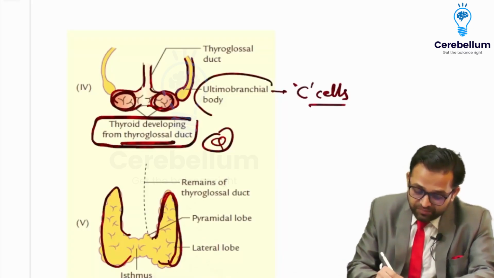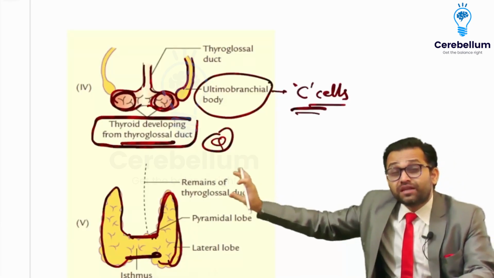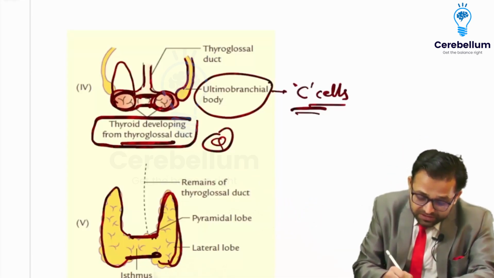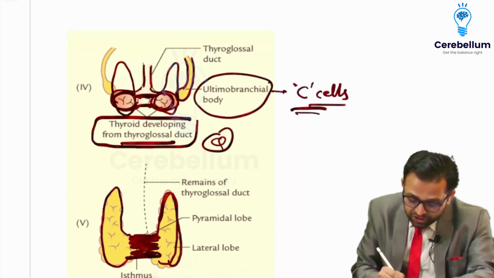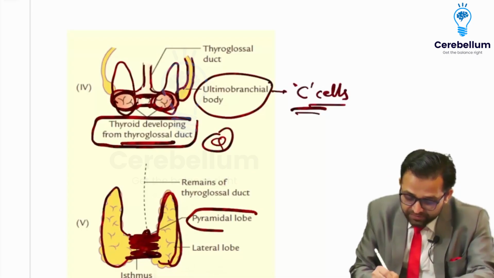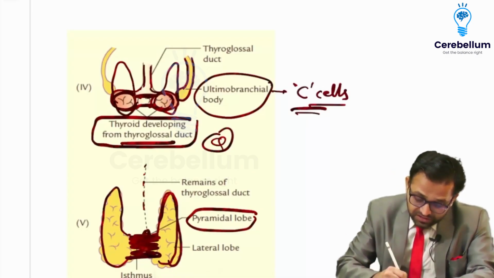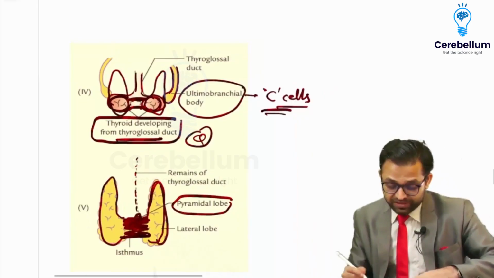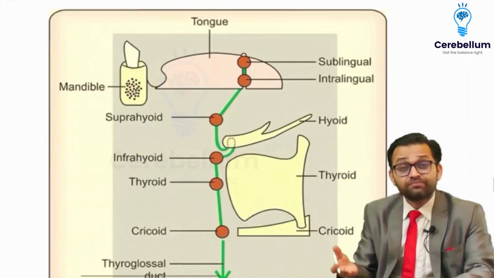The ultimobranchial body is making the C cells, and here is our fusion, the narrow part, the middle part which remains narrow, but these parts develop more, making the lobe. That narrow part is the isthmus, and a small remnant along the upper border is making the pyramidal lobe. Okay, and the thyroglossal duct is obliterated. But now the congenital abnormality you can understand easily. See here, sir. Okay, one more time, the course.